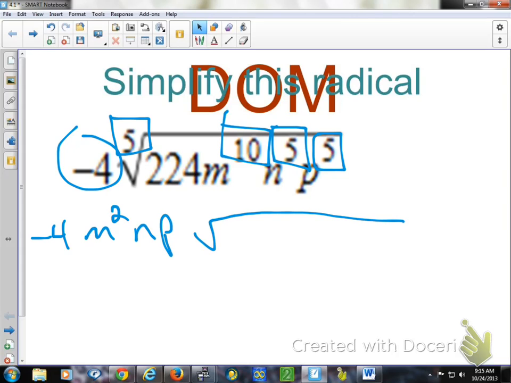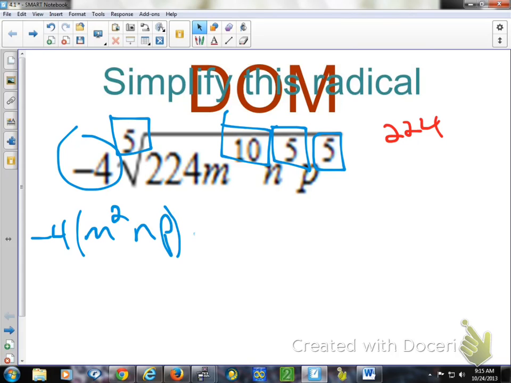Well, I don't know if you remember this, but we have to do a prime factorization. So, we're going to do a prime factorization of 224, and we're looking for a number that occurs how many times? We're looking for a number that occurs 5 times. So, here we go. 224.